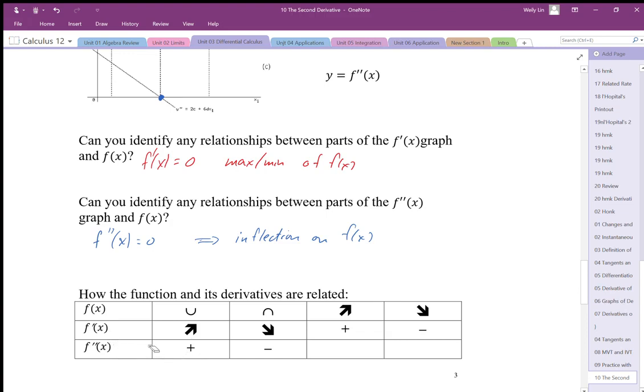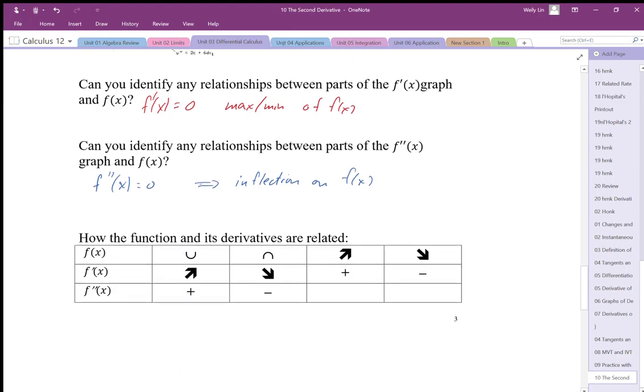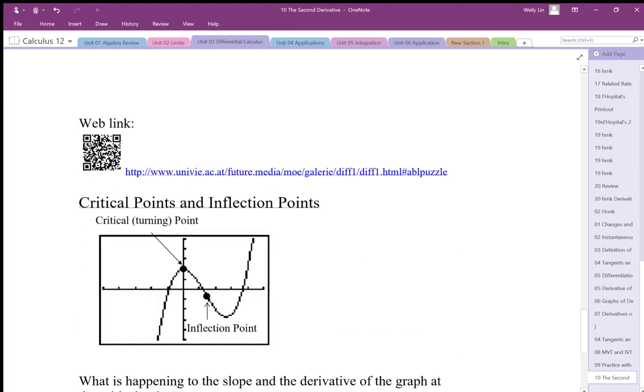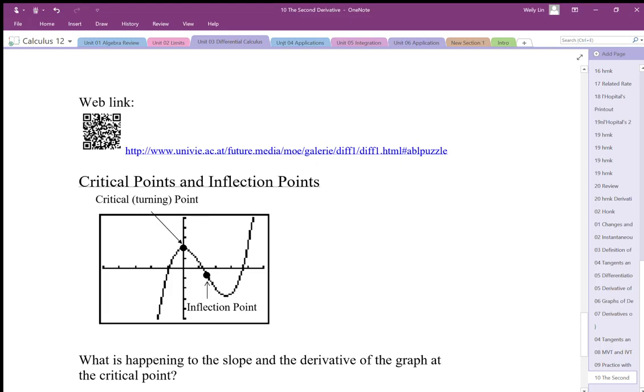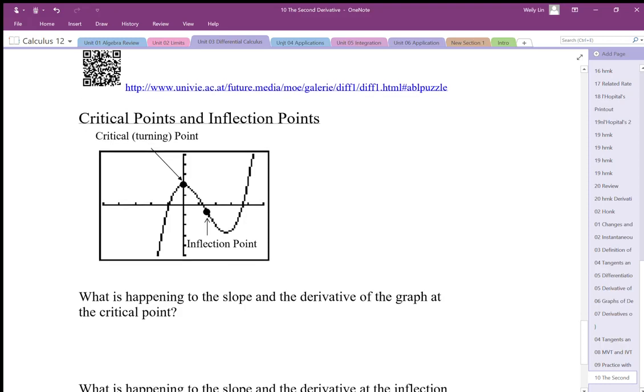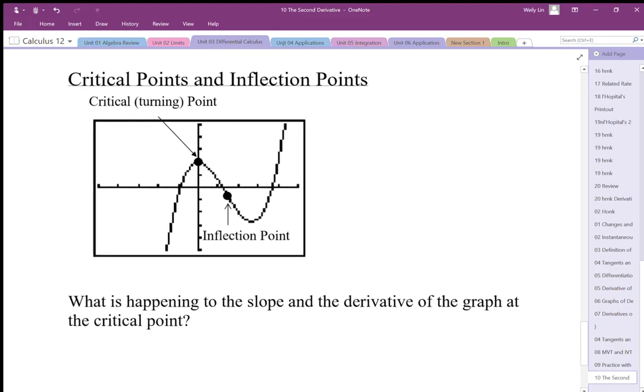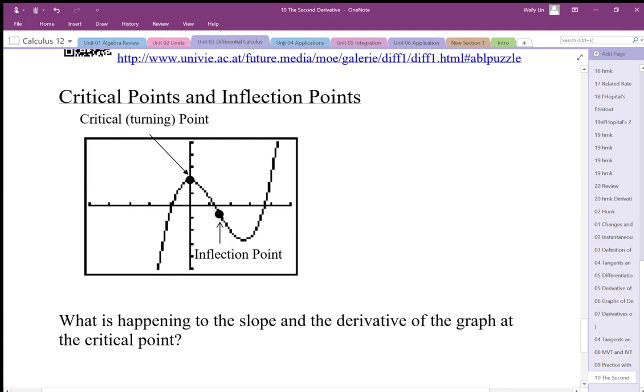But now we can make this connection all the way from the second derivative, through the first derivative, back to the original function, and it tells us something about curvature. The web link there is just for practicing matching graphs, so visually being able to match graphs together and getting a sense of how the shapes relate to each other. That's important to do, so make sure you get some practice doing that.